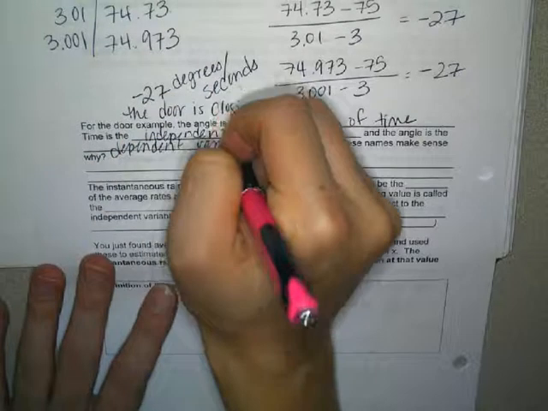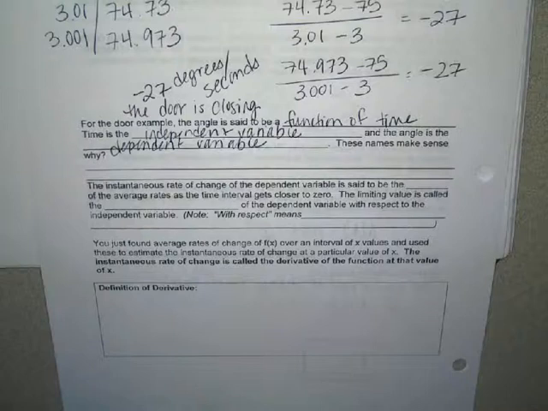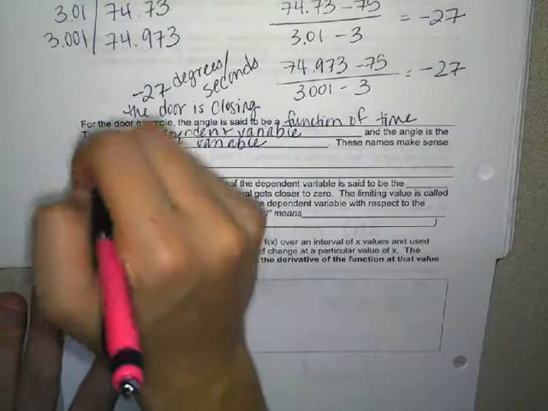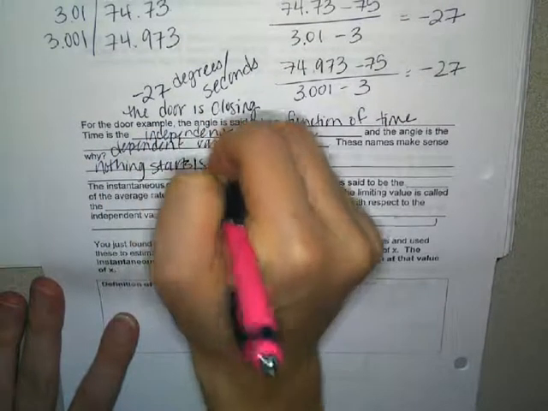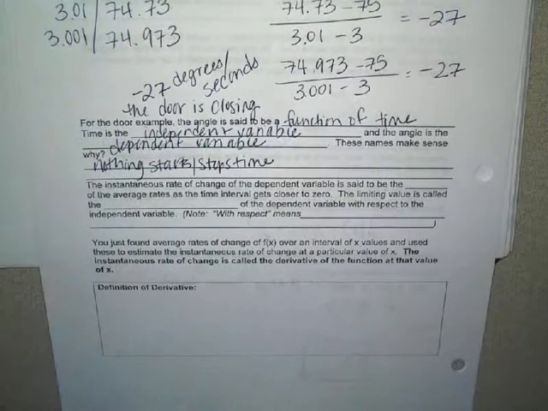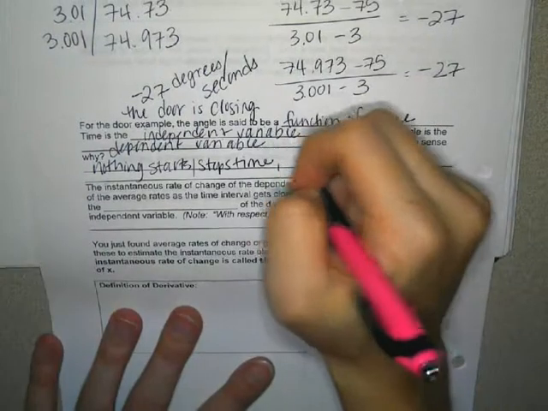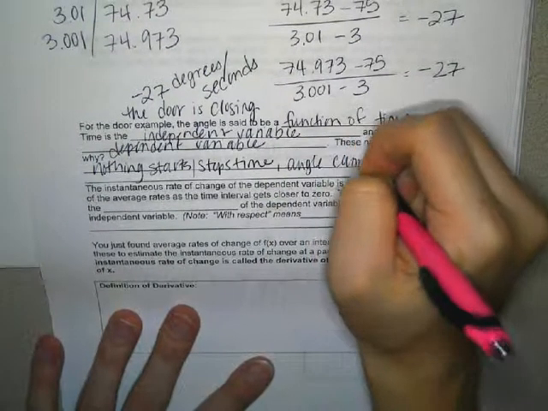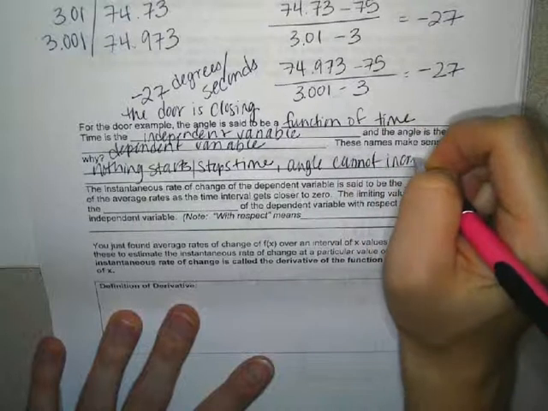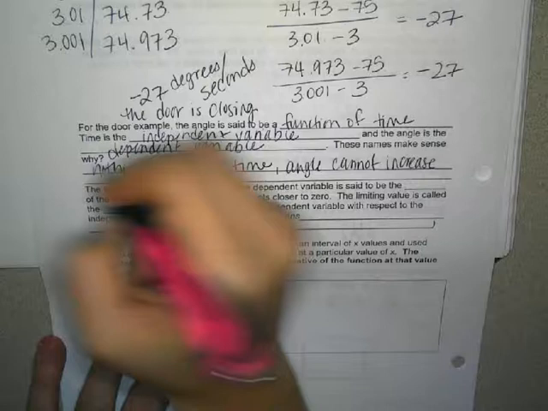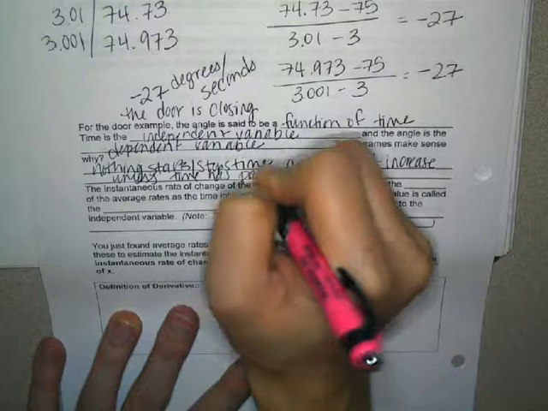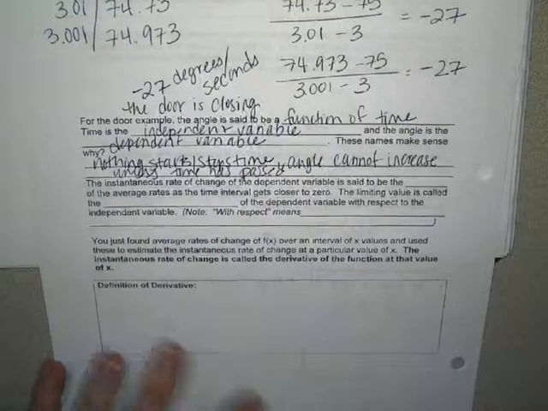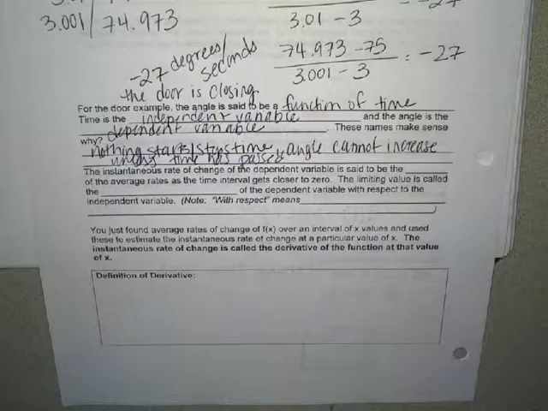Okay. These names make sense because nothing starts or stops time until December 21st, 2012. And the angle cannot increase unless time has passed. If time has not passed, then the door can't open, and therefore the angle is not going to change.